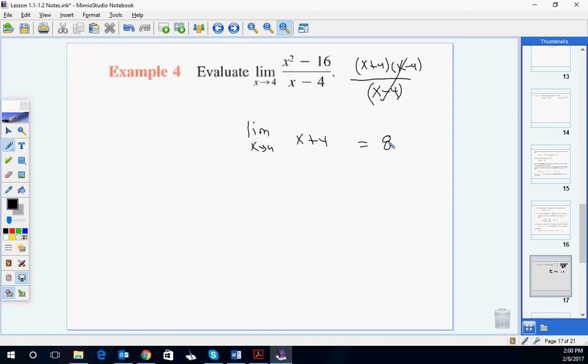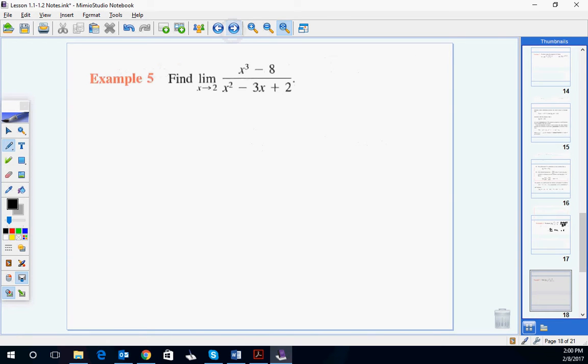So moving forward here, we're going to get to a little harder stuff. This is one of those difference of cubes. You will be given this formula. You do not have to memorize it. It was on your homework sheet for that one problem. I'll write it down here: a cubed minus b cubed is equal to a minus b times a squared plus ab plus b squared. So that's for the top.